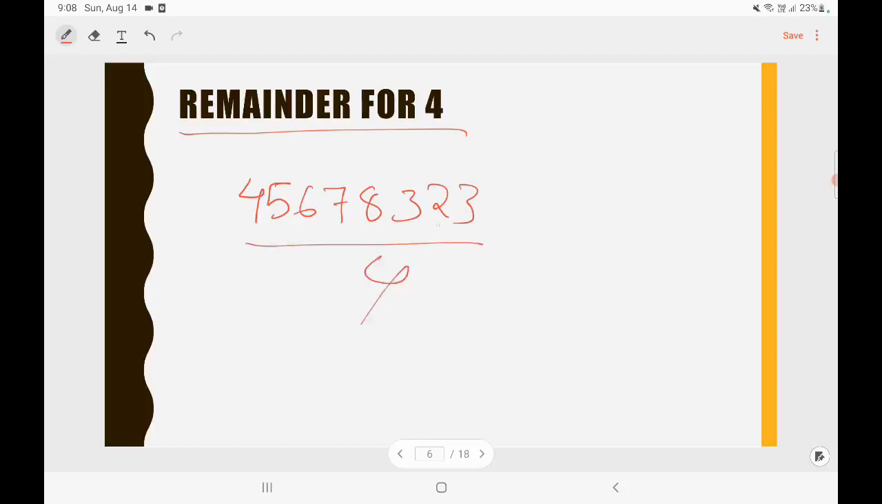For that, you just need to take the last 2 digits. So you just need to find out the remainder when 23 is divided by 4. For that, we can subtract the closest multiple of 4 from 23, that is 20. So you will get 3. So when this number is divided by 4, the remainder is 3. This is the remainder theorem for 4.